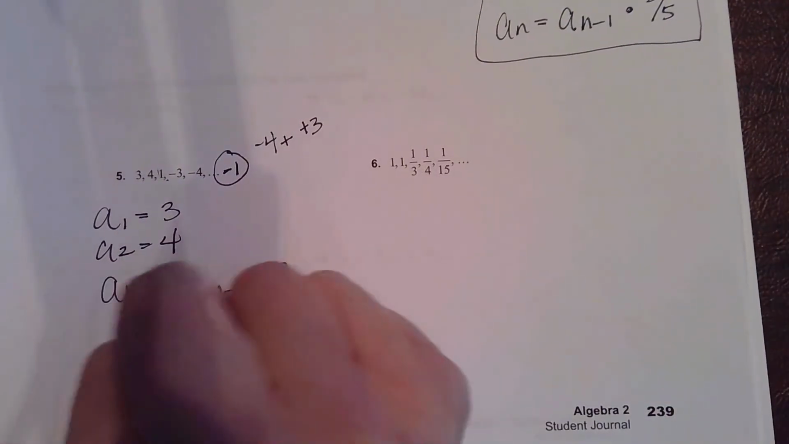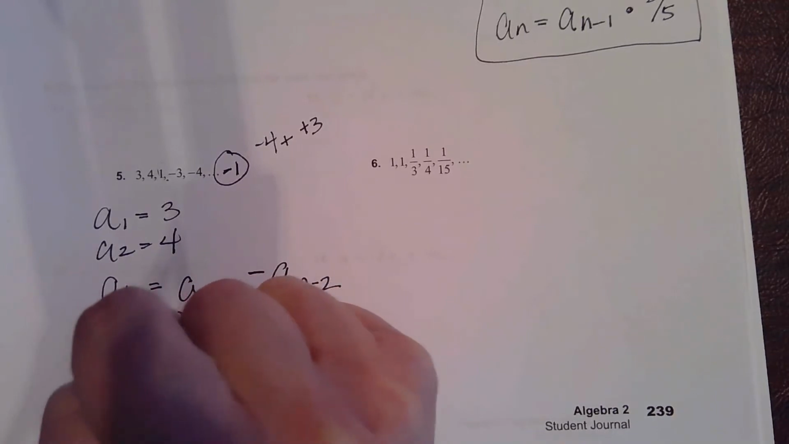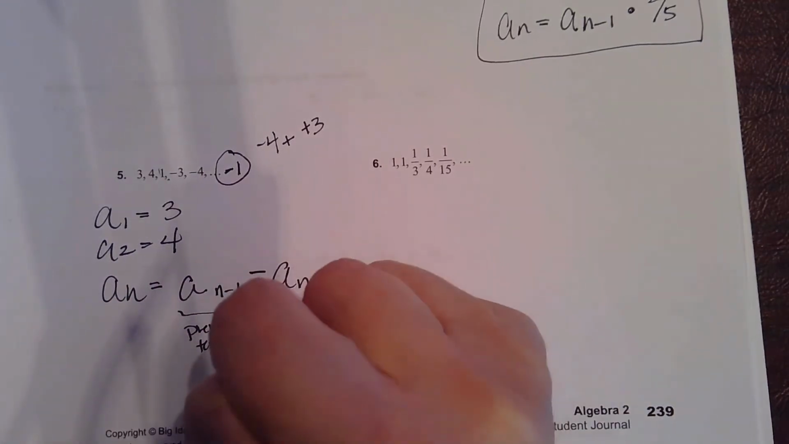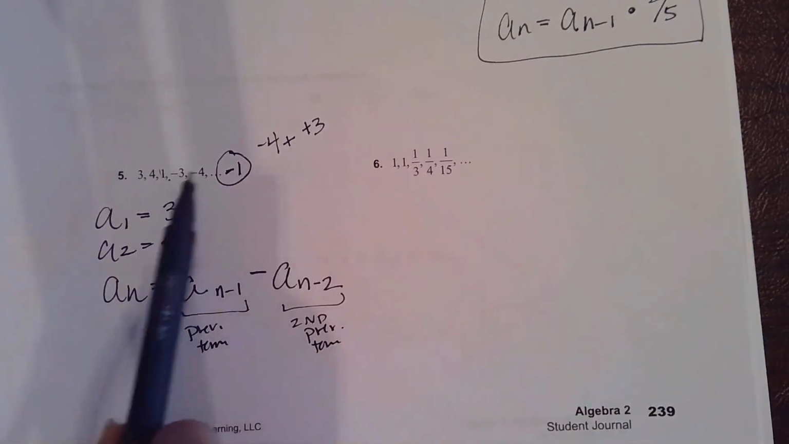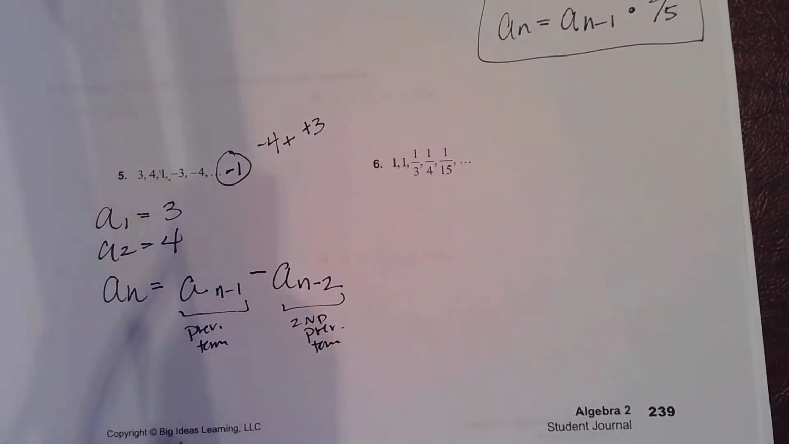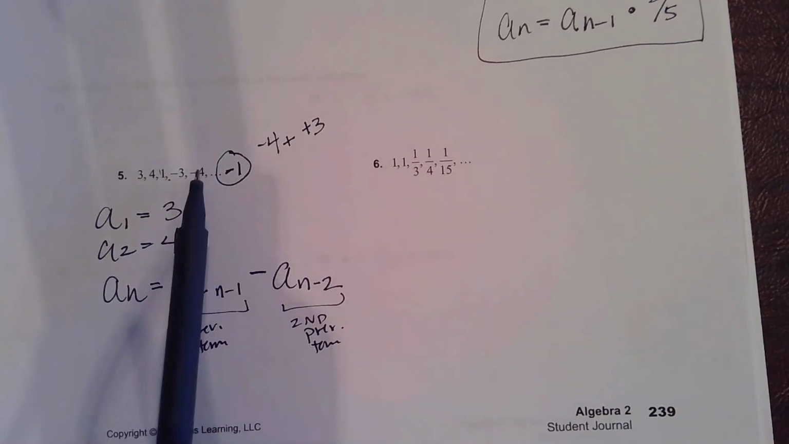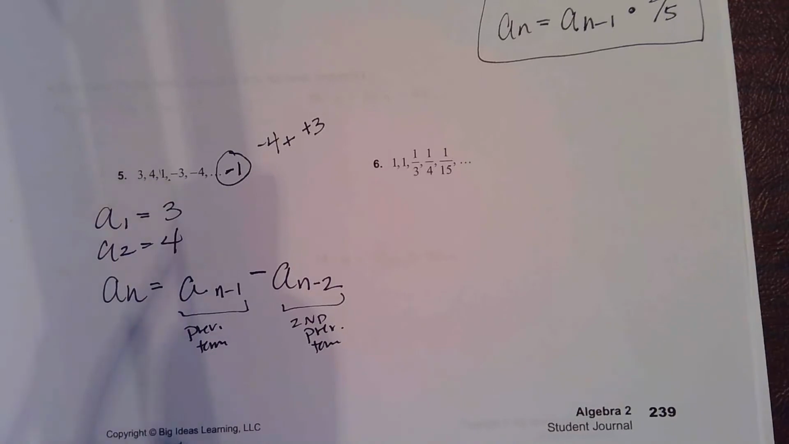So this means your previous term, and this means your second previous term. I don't know how else to word that, but basically if this is your previous term, this is the one that came before it. And so the pattern was to take the term that came right before the one you're looking for and subtract the one that came before it. So this is the rule that you would use to generate that.